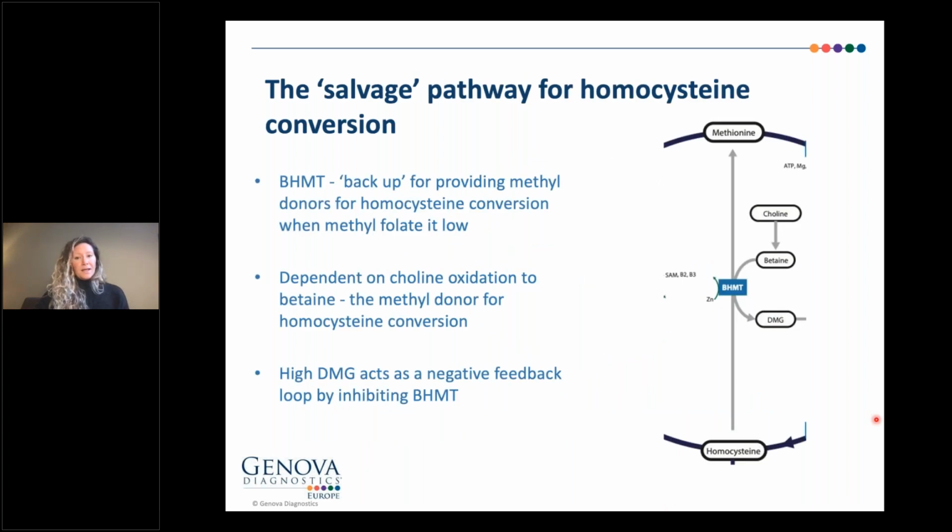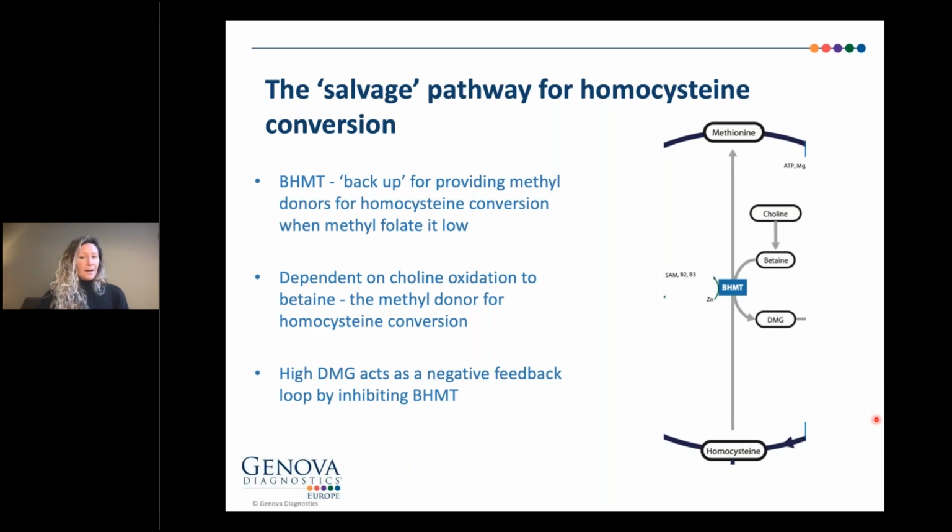So we also have the middle of the methionine cycle, which is often thought of as the salvage pathway for homocysteine conversion. And this is sort of the backup or the plan B pathway. And this is because when methylfolate levels are low, whether it's due to a dietary deficiency or whether it's due to SNPs downregulating methylfolate availability, the salvage pathway or the BHMT pathway is there almost as a backup for providing methyl donors for homocysteine to methionine conversion.